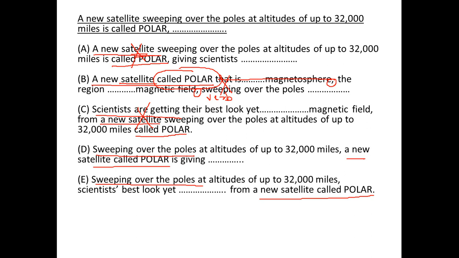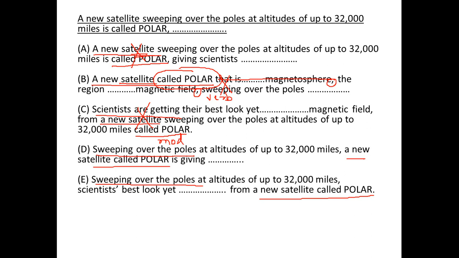In D it says sweeping over the poles at altitudes of up to 32,000 miles, this is a modifier. A new satellite, so we are talking about something that sweeps over the poles at altitudes of up to 32,000 miles. A satellite can do that.